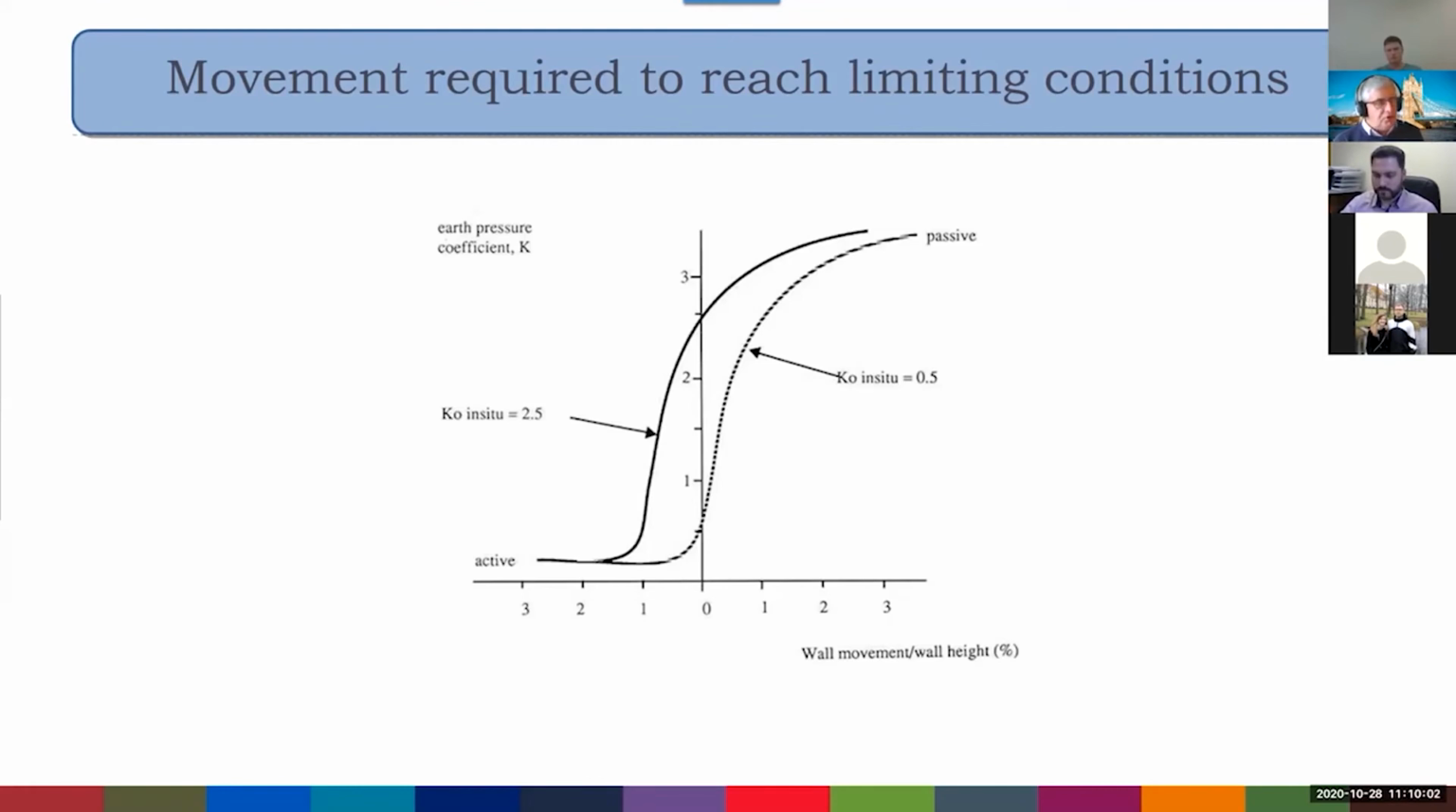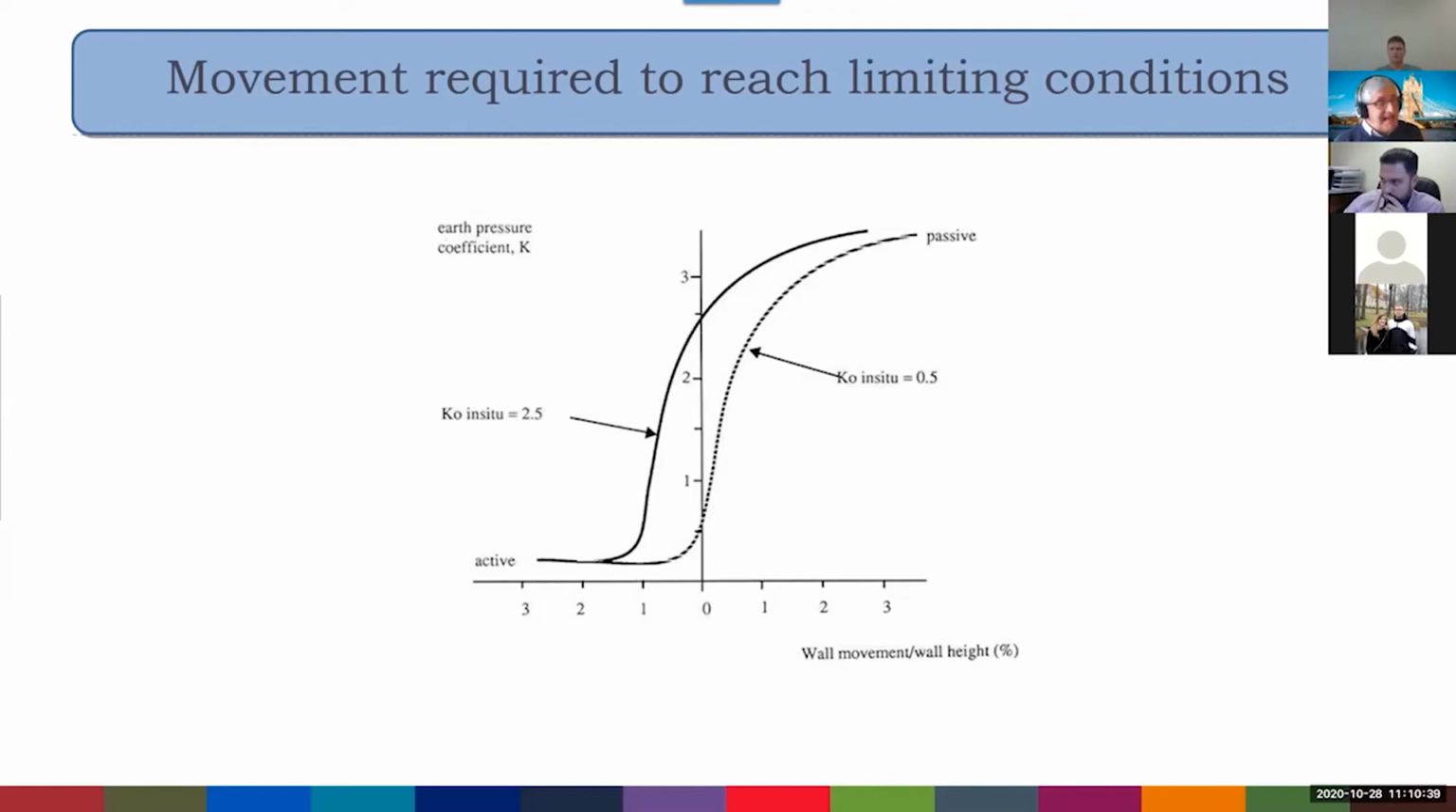The other thing you should note here, of course, is if we introduce props into a wall system, that prevents the movement. So if you prop a wall as you excavate beneath the props, the wall may not be able to move away from the soil. You may not drop from K0 to active. So a lot of walls where we prop them, we may not take Ka pressures, we may take K0 pressures instead, because the propping keeps the pressure at a higher level. So you have to bring that into mind as well.